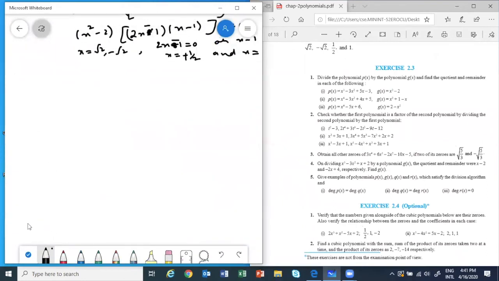Okay, students, see your exercise 2.3. Divide the polynomial Px by the polynomial Gx, find the quotient and remainder. Nishant, now when I'm doing this question, you can understand. Try to understand. All of you do it on your own. Question number 1, first part, do in your notes. All those who don't know how to divide, see here. Px is x cube minus 3x square plus 5x minus 3, and Gx is x square minus 2.